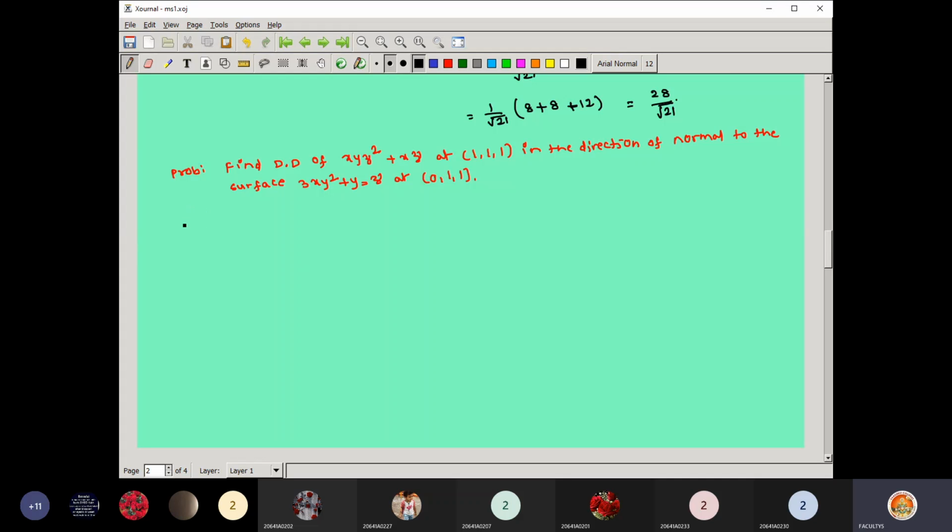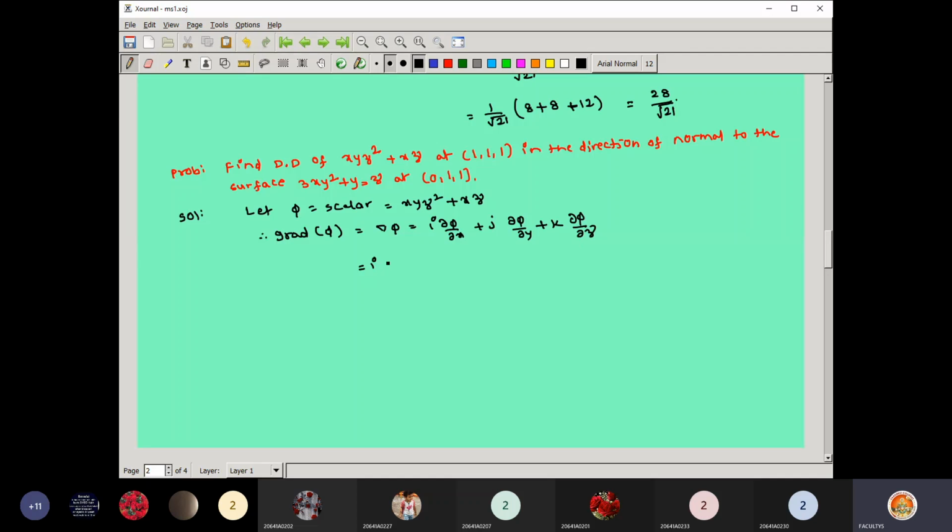Write down the first: for whichever function the directional derivative is asked, first you focus on that scalar. So let me suppose phi, which is nothing but your scalar. The first one is xyz square plus xz. This is given. So you calculate the gradient of phi. Directly by definition, del phi is i dou phi by dou x plus j dou phi by dou y plus k dou phi by dou z.